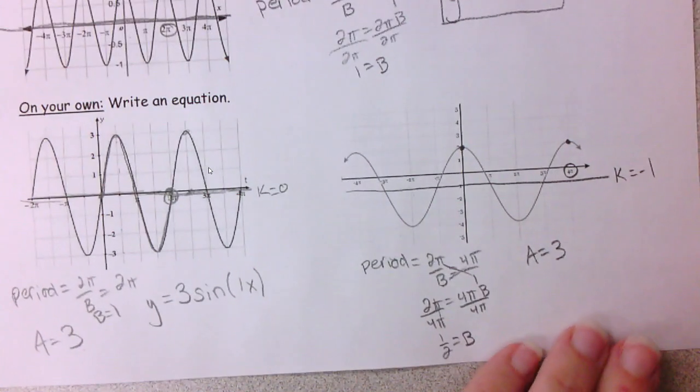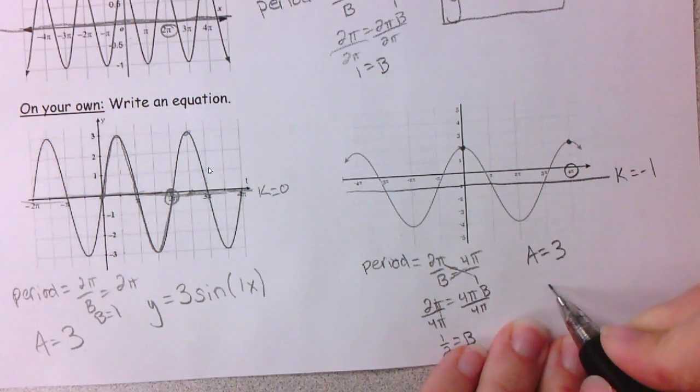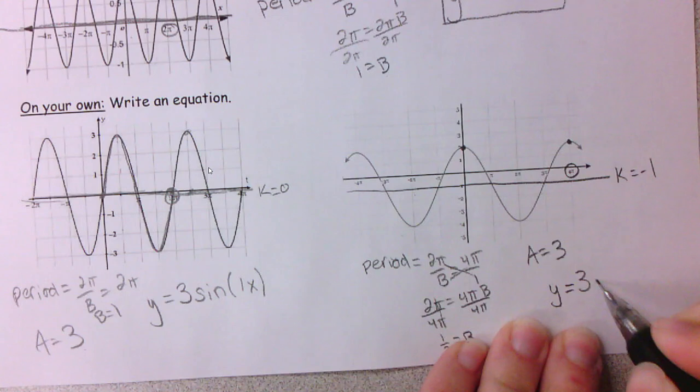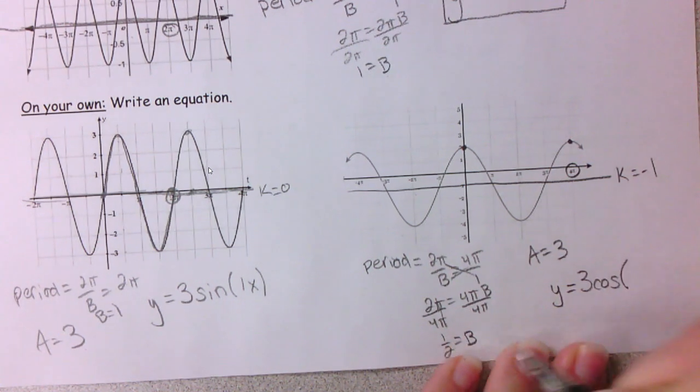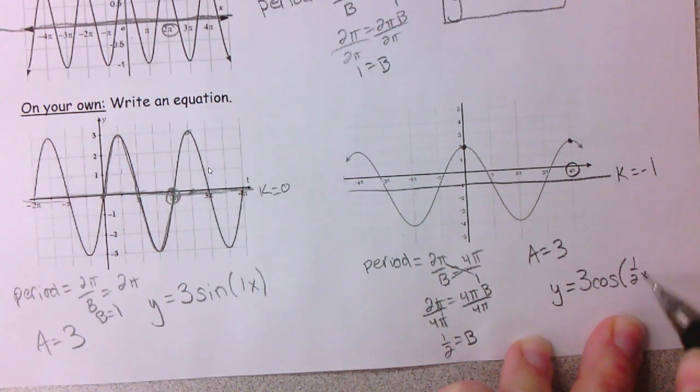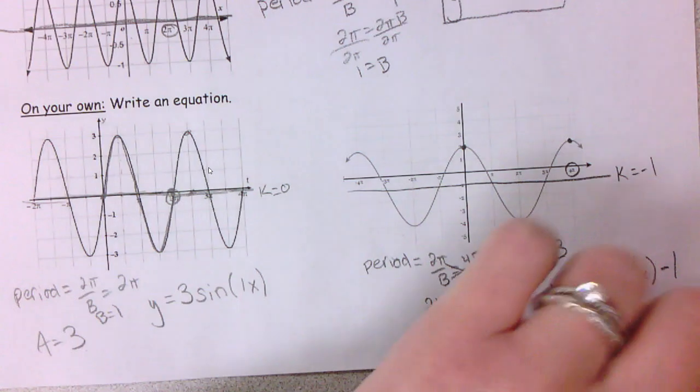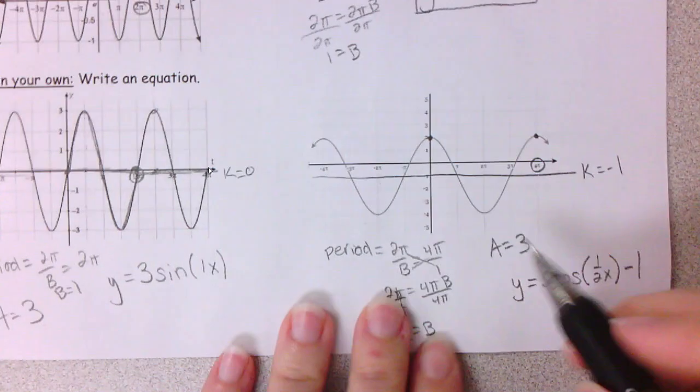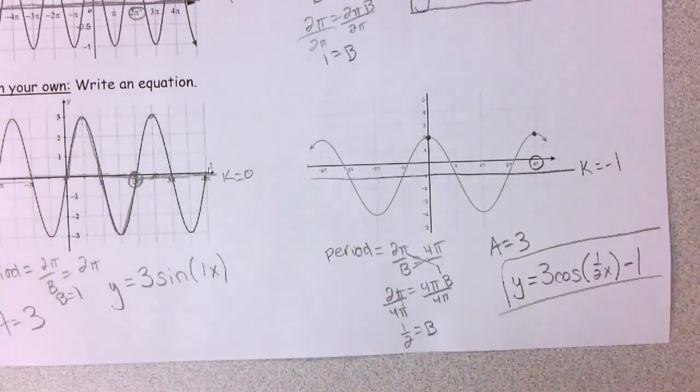Okay, so then this is a cosine function with the amplitude of 3. So 3 cosine, and then b, which is 1/2 x, and then -1 outside the parentheses, because that's my k. So the final answer here is 3 cosine 1/2 x minus 1. Okay?